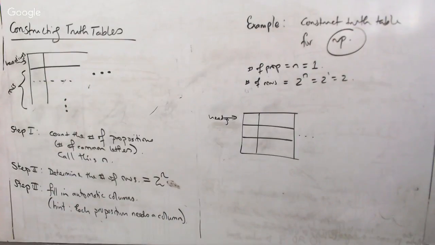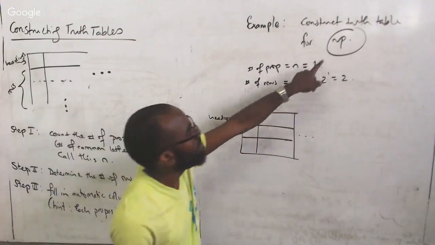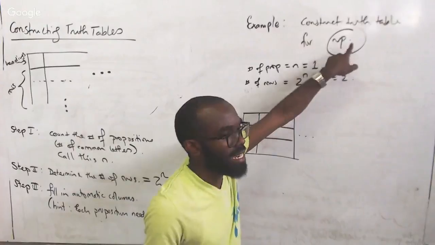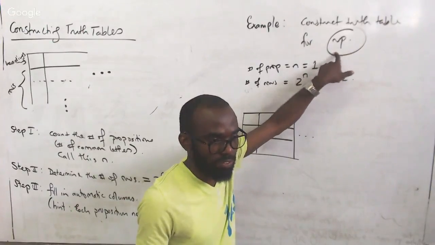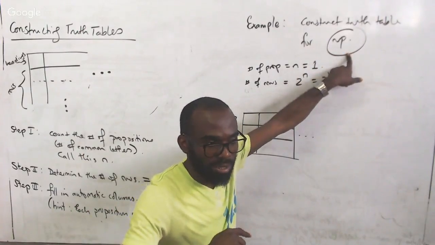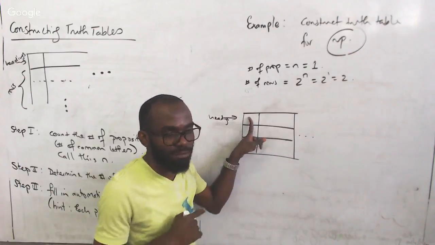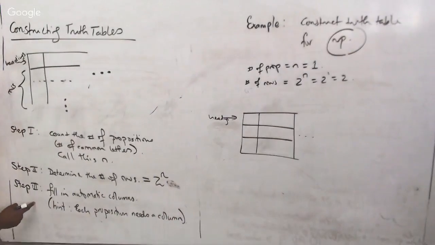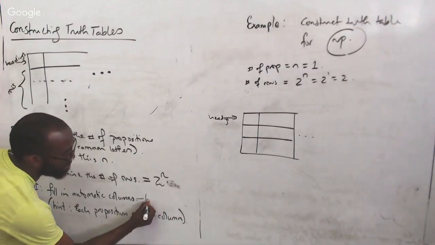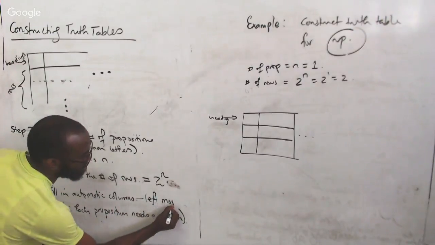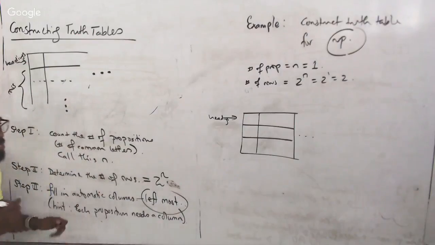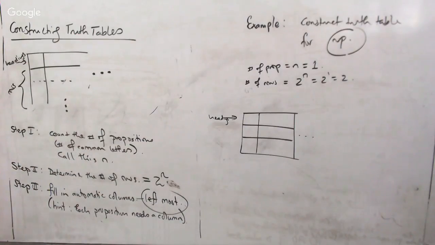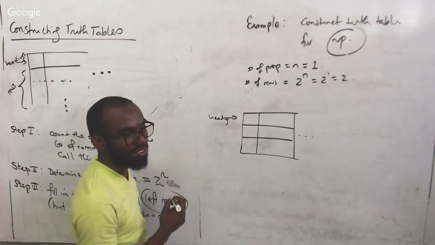Fill in automatic columns. But the hint: each proposition needs a column by itself. Although I am constructing the truth table for squiggly P, what is the proposition? So I can't write squiggly P. The leftmost thing is the first thing. Fill in automatic columns, leftmost. So how many automatic columns do I have?